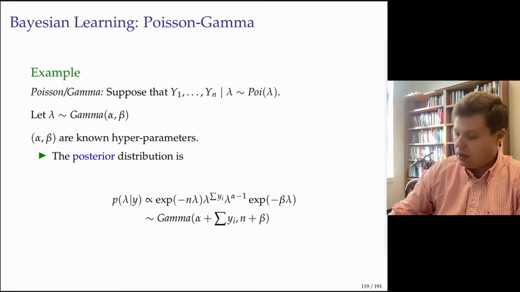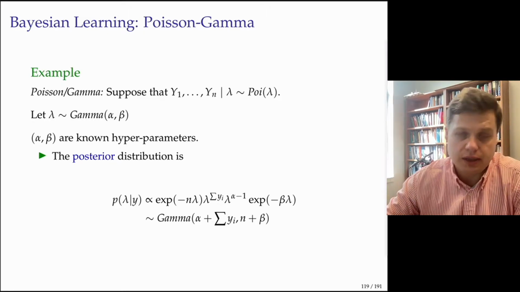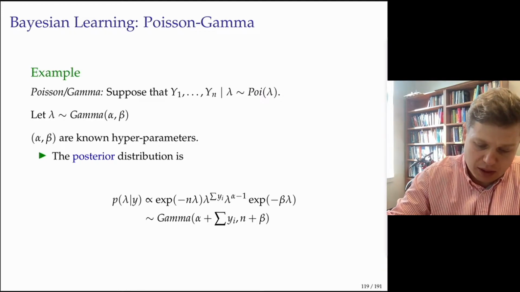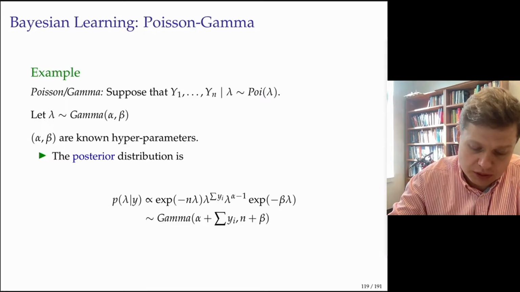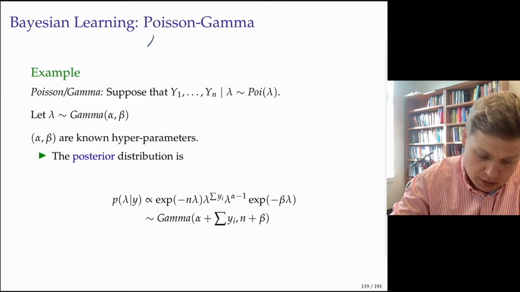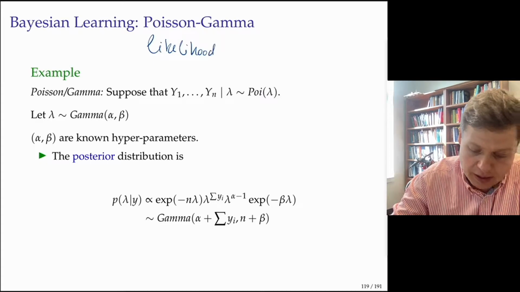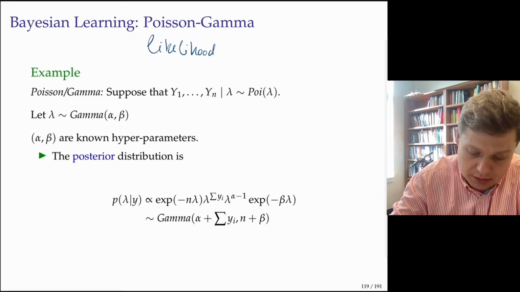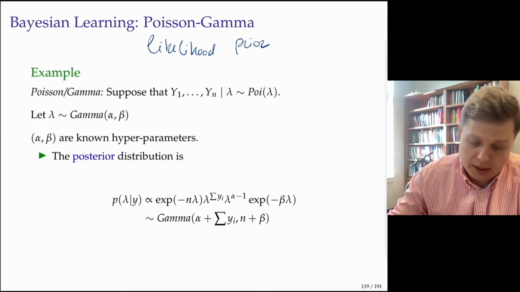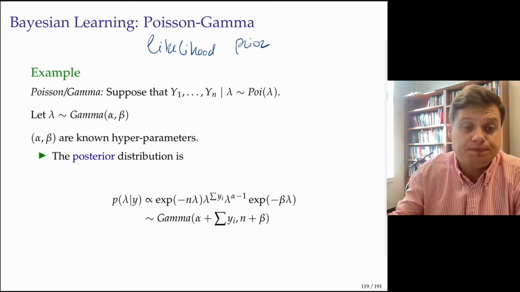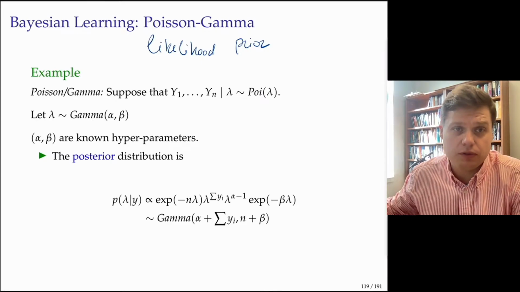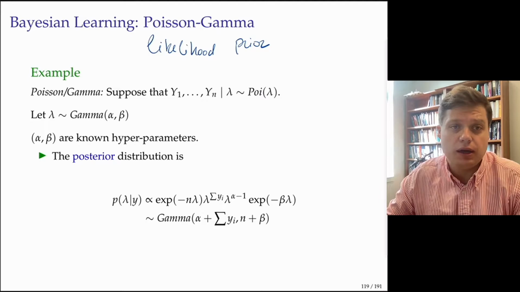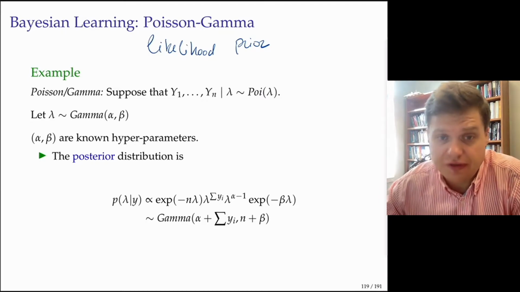Another pair of conjugate prior and likelihood is a Poisson Gamma pair. So when you have data that follows Poisson distribution, so you have a Poisson likelihood, then gamma prior happens to be the conjugate to it. And again, if you want to understand how to choose a prior for a given likelihood, you just have to write down the density function for the likelihood.